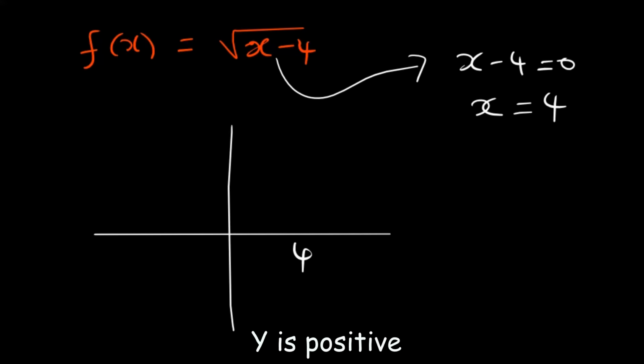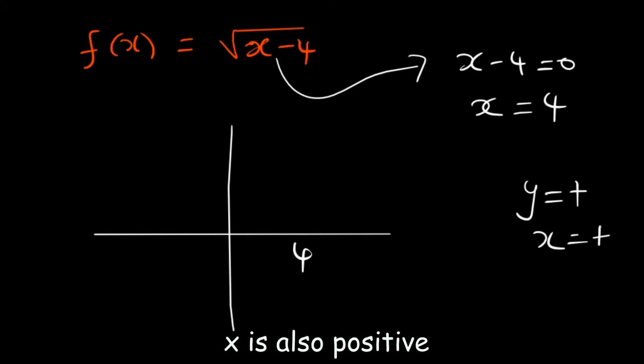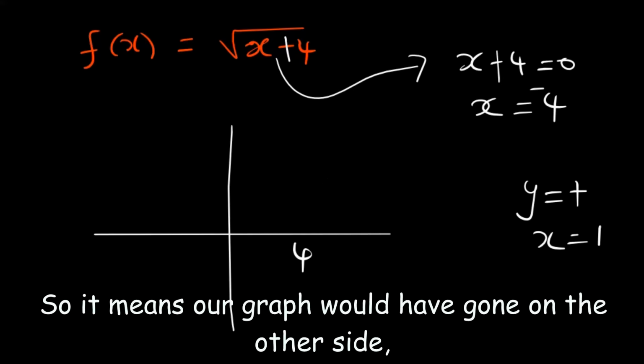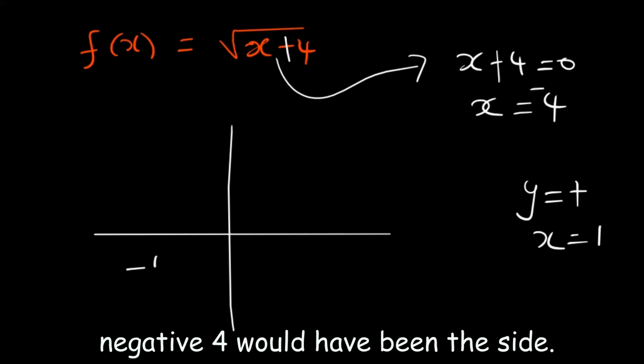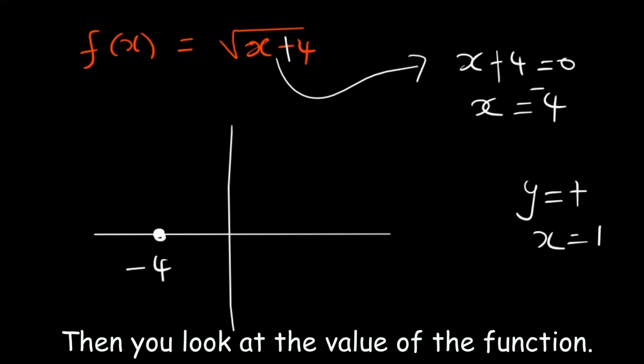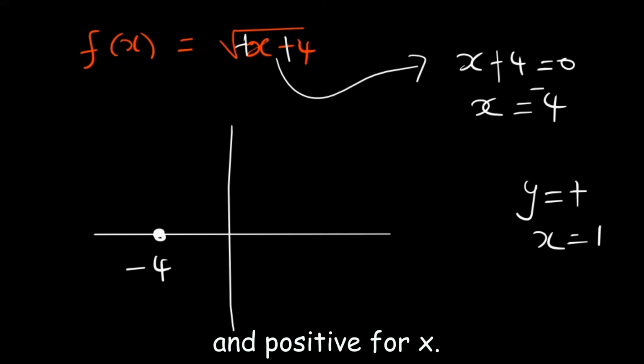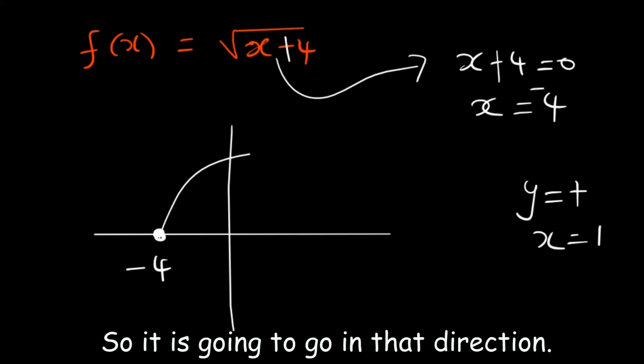Then you look at the value of the whole function. Y is positive, x is also positive. So it means from this point you're going this side. Okay, so that's how you solve this one. However, if we had the positive there, so this would have been positive, this one would have been negative. So it means our graph would have gone on the other side. Negative 4 would have been this side. Then you look at the value of the whole function. The value of the whole function is positive here for y and positive for x. So it is going to go in that direction.